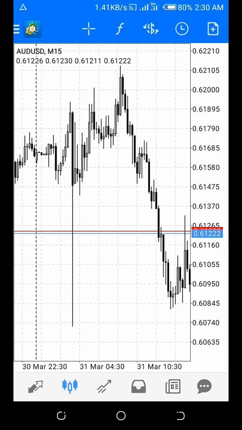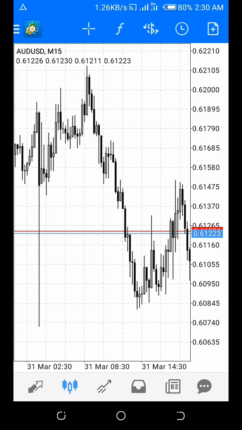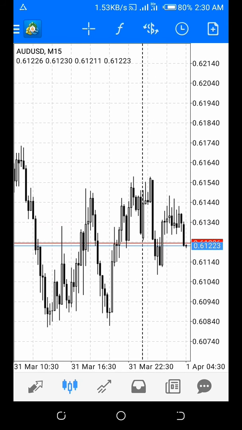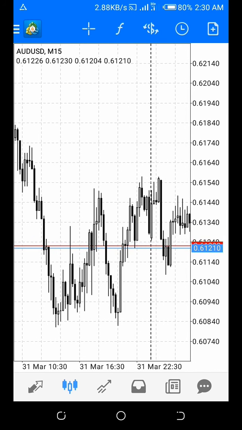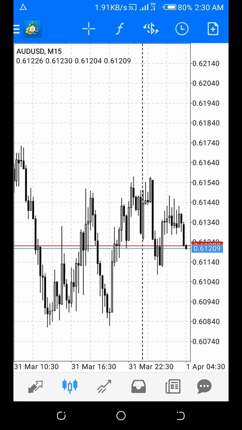So fundamental is not as hard as technical. That's what we trade more in fundamental. We come in, we trade, and within 5 minutes we are through with our trading.